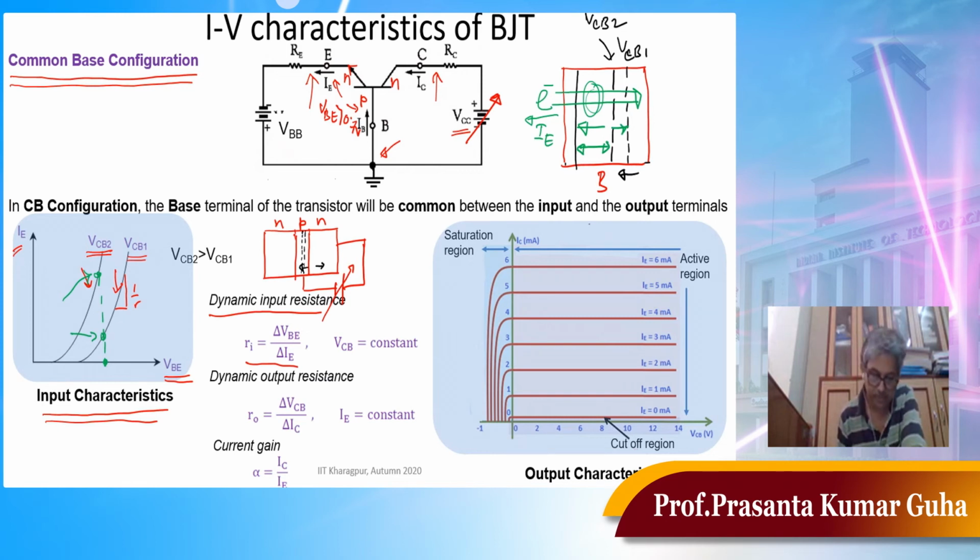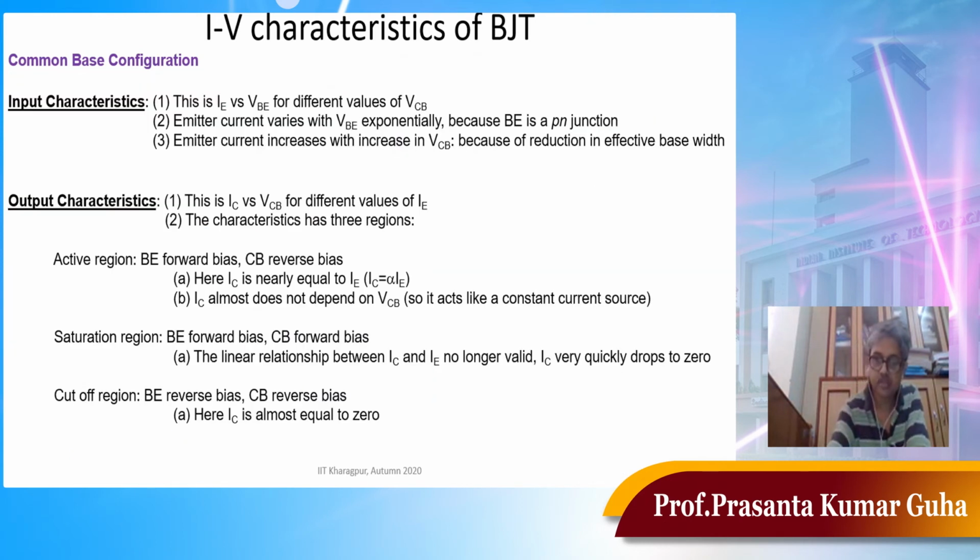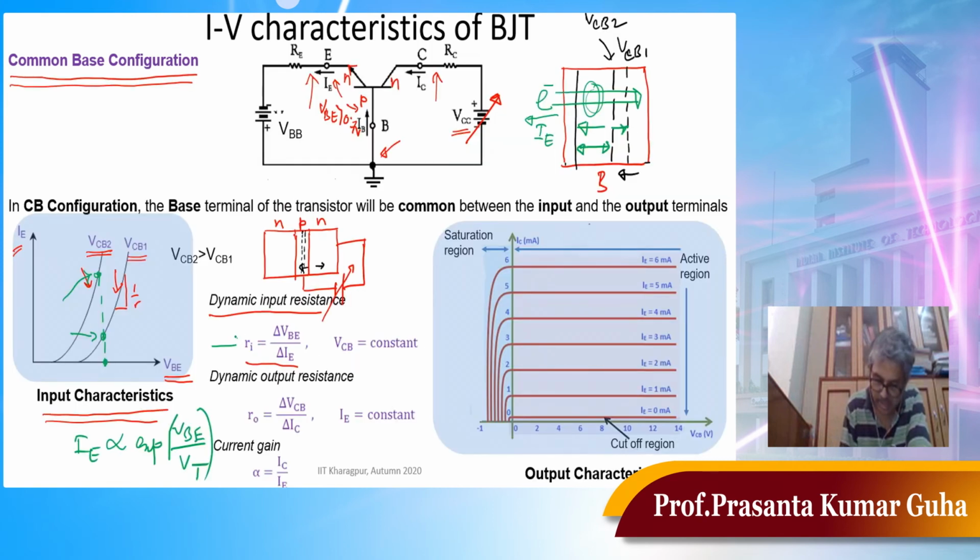So there are two parts to it. Let me reiterate again. One is that this emitter current IE is proportional to exponential of VBE over VT. Okay, that we have already discussed, because this is a forward biased PN junction. That is one thing I would like to mention again. The other thing is this dynamic input resistance, and also this emitter current will increase if we increase the collector base voltage. Okay, so that is the input characteristics part.